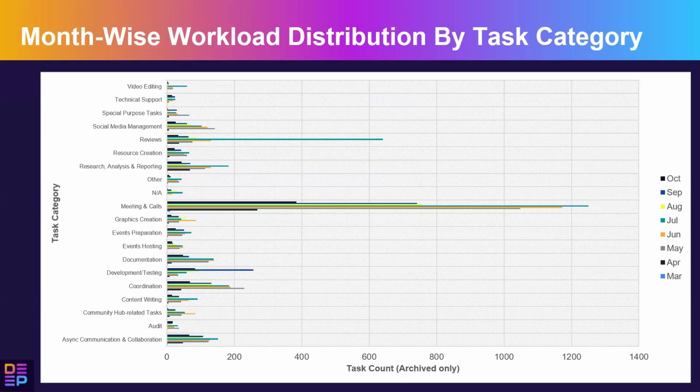Here we break down workload trends by category across months. We can observe which categories fluctuate over time. For example, certain months may have surges in meetings, coordination, documentation. This helps us understand how different work types peak at different times.